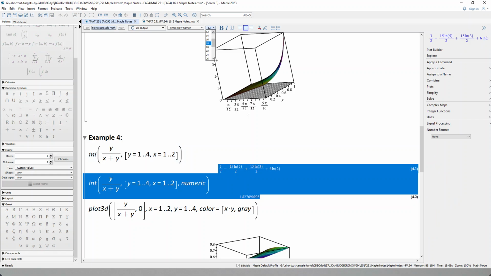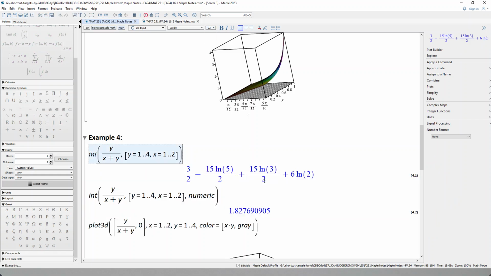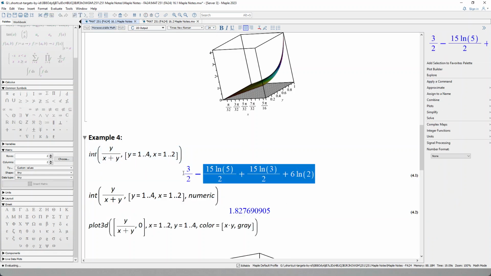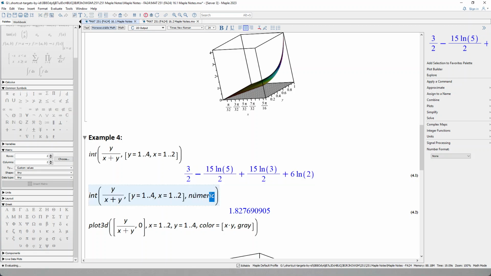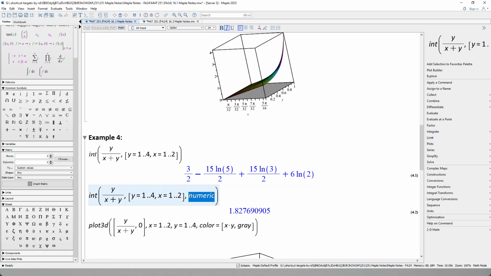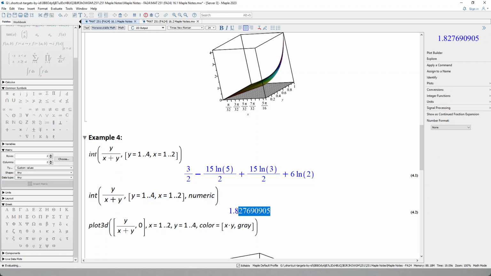Here, it's probably too small for you to see. Let me make it bigger. There you go. So it's this exact answer, which is really annoying. I'm not even going to write that. So then I said, hey, do that again, but make it numeric, please, and thank you. And so then it gave me a decimal approximation.